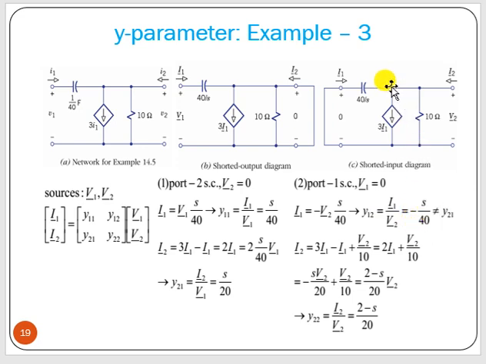Now for this particular node again, I2 is nothing but 3I1 minus I1 plus another value, there is a resistance which is nothing but V2 by 10. Now here that part is not there because this is shorted, because it is in parallel with a short circuit. Now if we solve this, we will get the value of Y22.